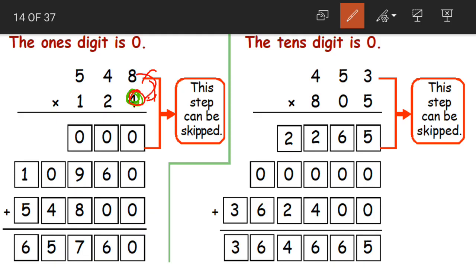So I will go 0 into 8 is 0, 0 into 4 is 0, 0 into 5 is 0. But what is it saying here? This step can be skipped. Can be skipped means we can avoid doing that. That means there is no need to do that step. There is no need to multiply the number with 0. Let us see. Okay, so first we have multiplied 0 into 548 gives us 000.